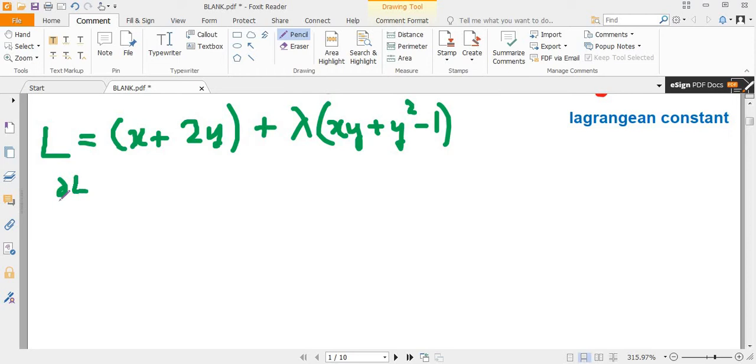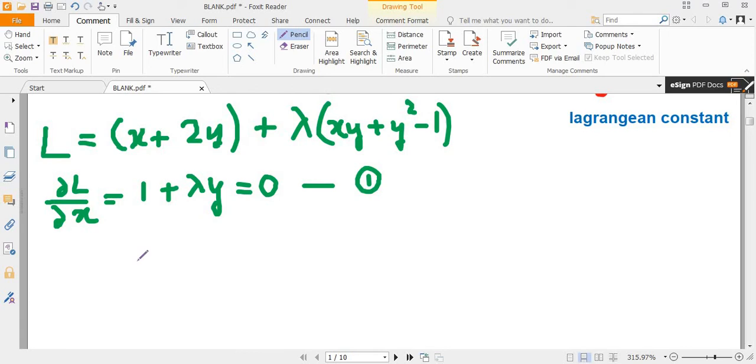So we are going to have dL by dx. I am using partial differentiation. Since there are two variables, I would like to keep the other variable constant when I differentiate with respect to one variable. So if I differentiate the Lagrangian expression with respect to x, I'm going to get 1 from the first bracket, and I'm going to get lambda y from the second bracket, because there is an x here, and I'm going to equate it with 0. So that will be my first equation. The next will be when I partially differentiate the Lagrangian expression with respect to y. That's going to give me 2 from the first bracket.